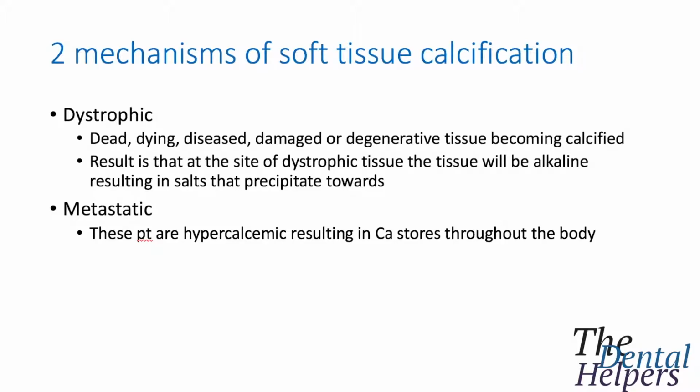And this is really because the pH of a dead cell, a dead tissue, becomes alkaline, which results in salts precipitating towards that alkaline tissue, causing the calcification. Now, in the case of a metastatic, on the other hand, the patient is hypercalcemic and it results in calcium stores forming throughout the body.